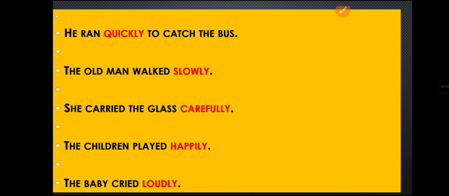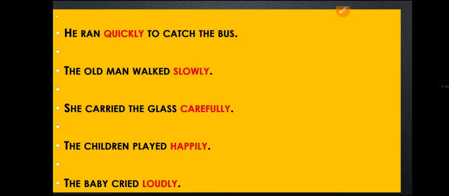Let's have a few examples. He ran quickly to catch the bus. What question we have to ask here? How did he run to catch the bus? Quickly. Next sentence. The old man walked slowly. How did the old man walk? Slowly. She carried the glass carefully. How did she carry the glass? Carefully. The children played happily.